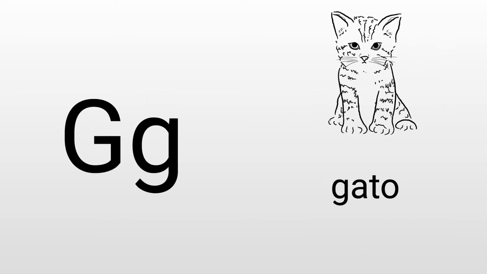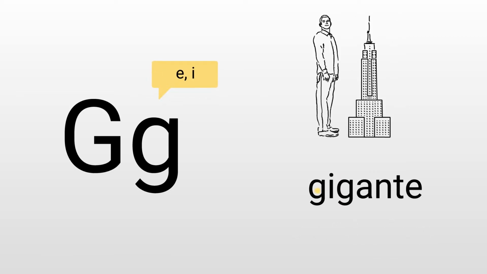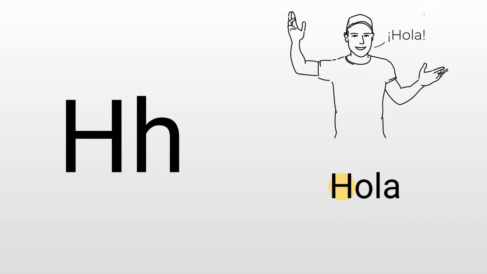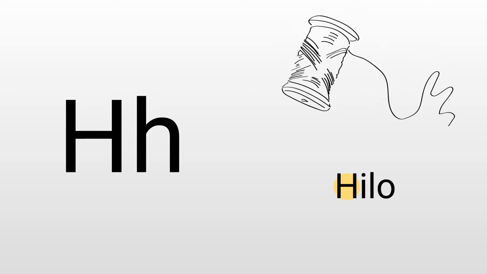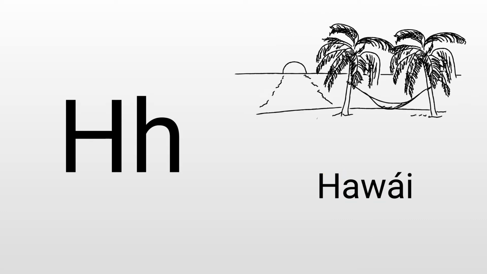G has two sounds. Before A, O, or U, in words like gato, it sounds like the G in goat or galaxy. But when it comes before E or I, like in gigante, it sounds like the H in help or history. H, as in hola or hilo, is silent in Spanish, except in words that come from other languages, as in Hawaii or hamster.